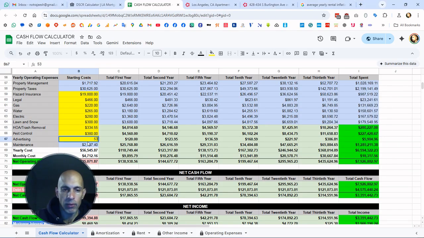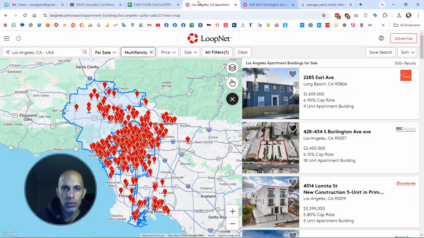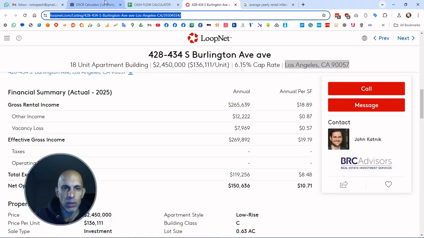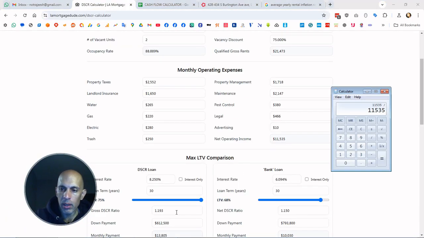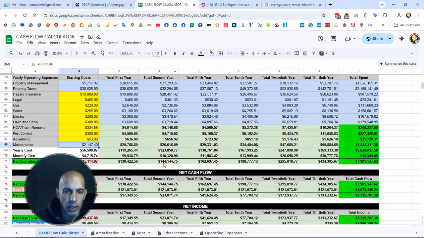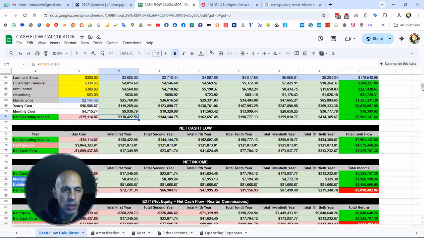$43. So let's say $53 there. 138,422. I don't need this window, so I don't keep clicking on it. 11,535 divided by 12. Oh, I'm 11,535 times 12. 138,420. Here I am, 138,422, which is pretty good.